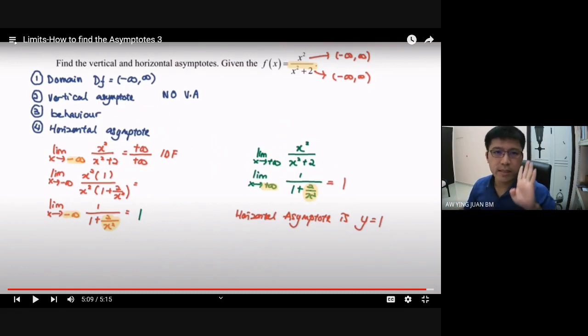Kita akan teruskan dengan example 4, masih sama, okay, untuk situasi-situasi yang berbeza. Find the vertical and the horizontal asymptote. Given the function, we have 2x plus 1 over square root of x squared minus 9. Step number 1, find the domain.